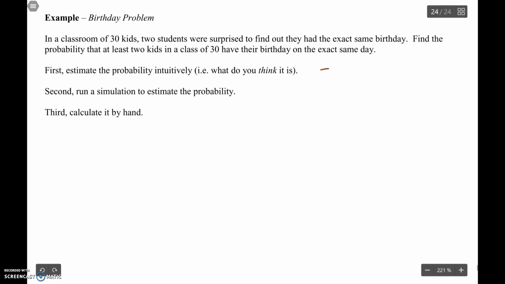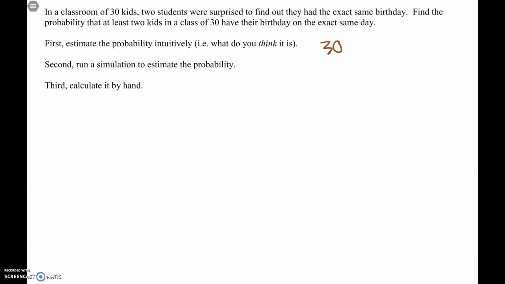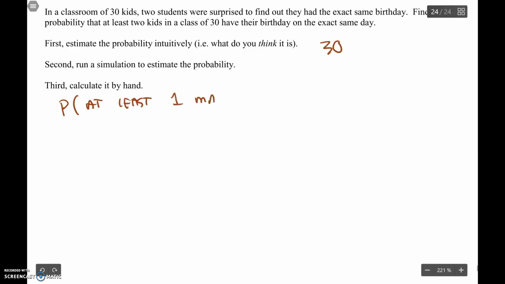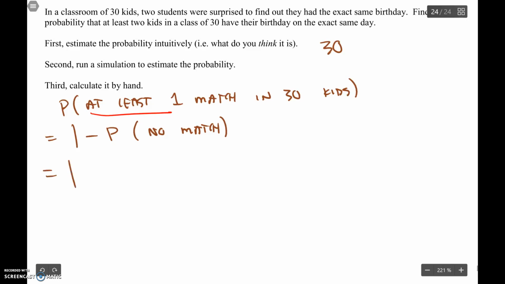So let's say we have 30 kids in class, and we want to find the probability that at least 2 of them match up their birthday. So this is a probability that we get at least 1 match in 30 kids. Well, this is an at least 1 thing, so let's calculate the complement. This is 1 minus the probability that we get no match. So we just got to calculate the probability that you don't get any matching birthdays.